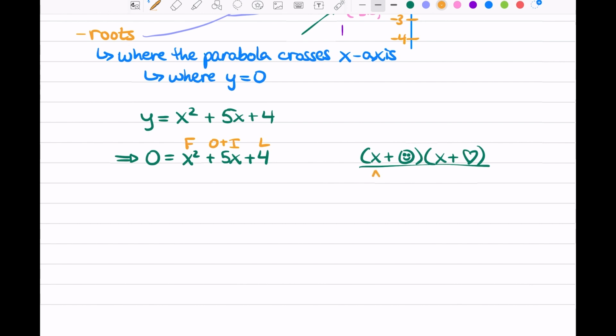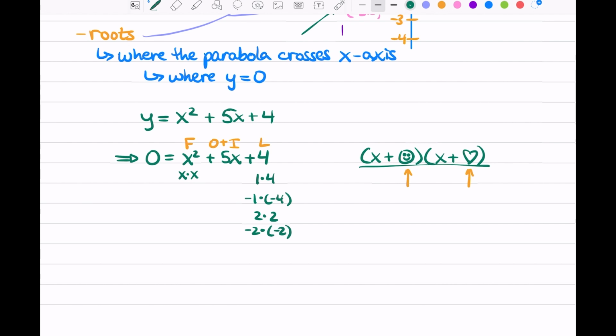Now, let's look at our first pieces. X times x leads us to our x squared. That's usually the easiest part. But now we need to figure out our smiley face and heart. And those 2 numbers multiplied get us to 4. So we need to find which 2 numbers multiply together to get 4. And there's a few options. We could have 1 times 4, -1 times -4, 2 times 2, -2 times -2.